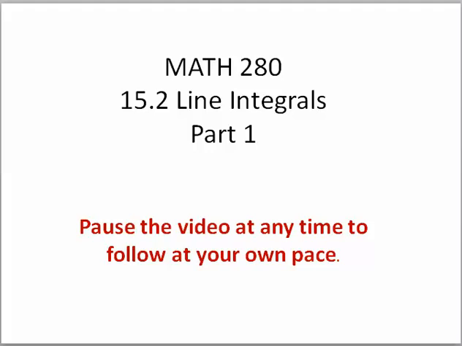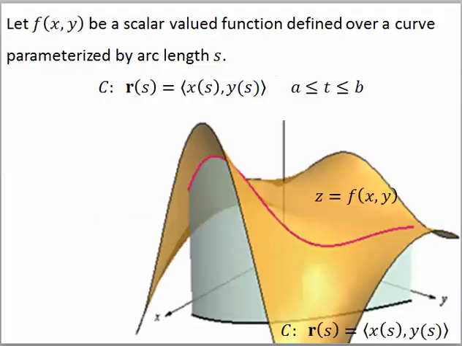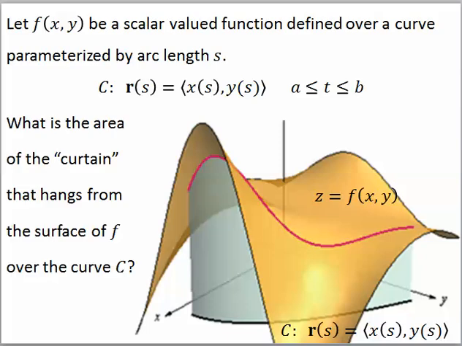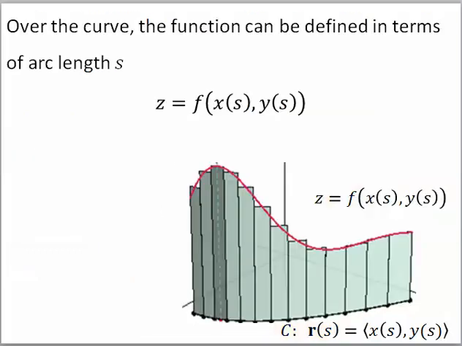Line Integrals Part 1. Let f be a scalar-valued function defined over a curve parameterized by arc length s. What is the area of the curtain that hangs from the surface of f over the curve? Notice that over the curve, the function can be defined in terms of the arc length of the curve.